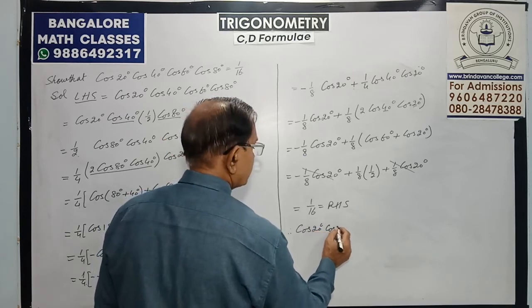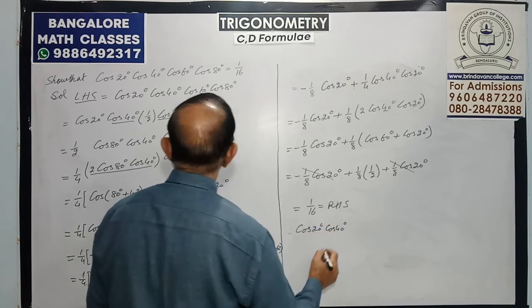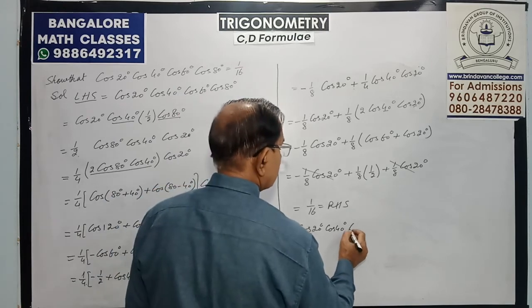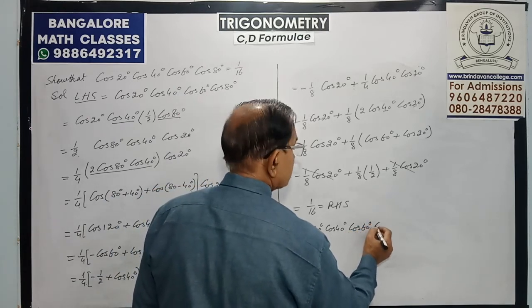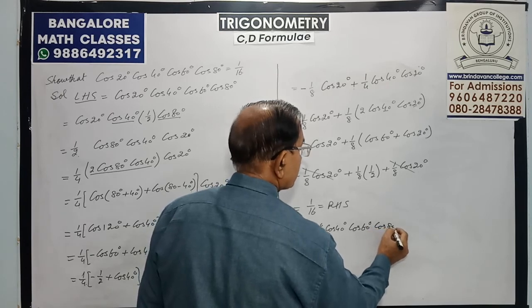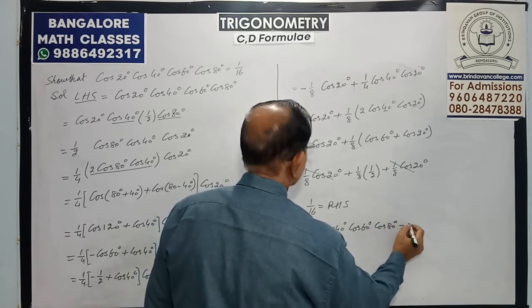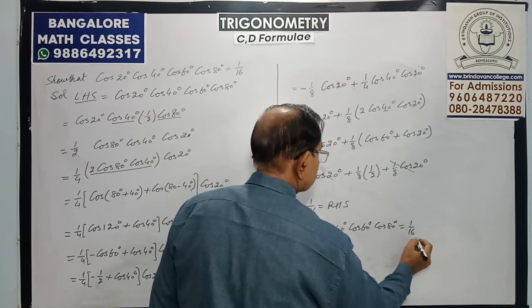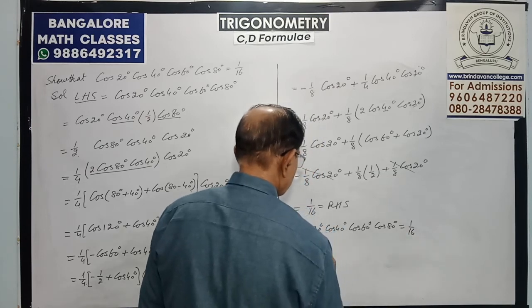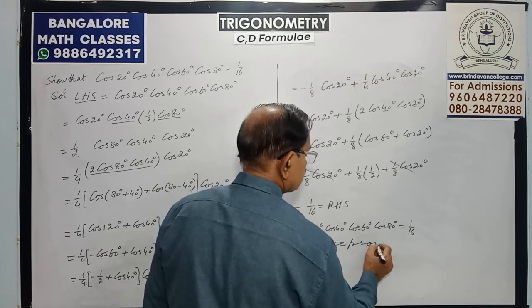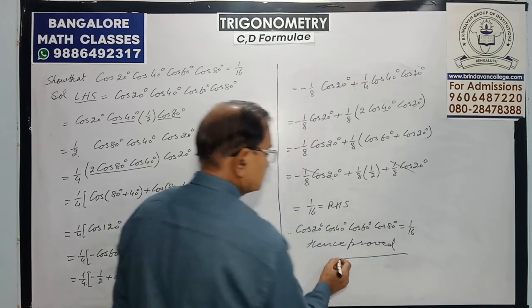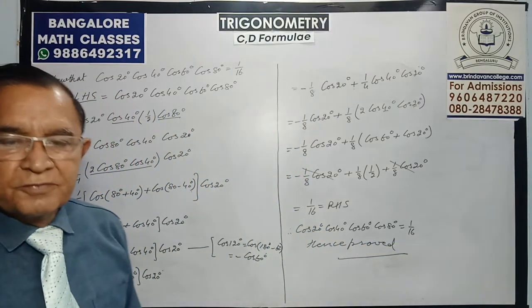So therefore cos 20, cos 40, cos 60, cos 80 is 1 by 16. Hence proved. So like that we can prove it.